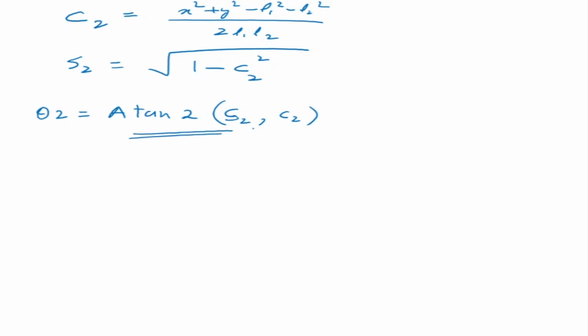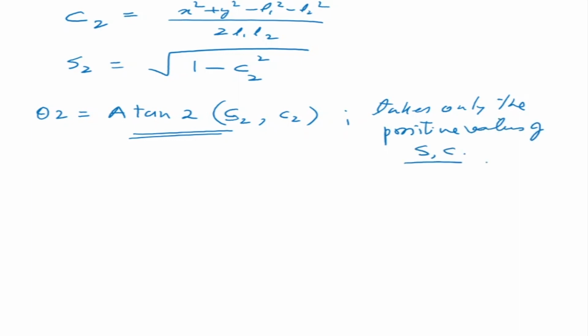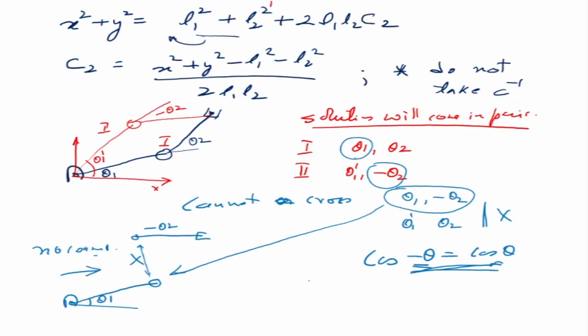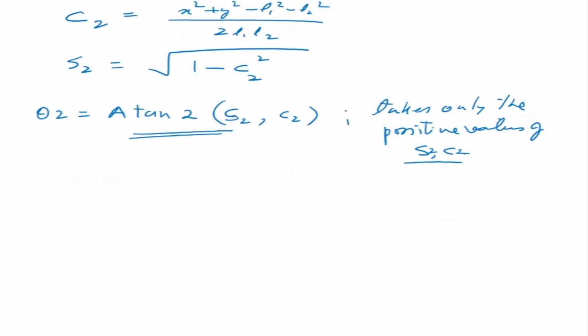Now this is a special function which takes only the positive values of sine and cos, and then finds theta 2. So it took only the positive sine and the positive cos. Essentially it took this one and this one, both positive. Now once you get the solution, what is the other solution? The other solution is theta 1 dashed and minus theta 2. So here I have got one solution, theta 2.